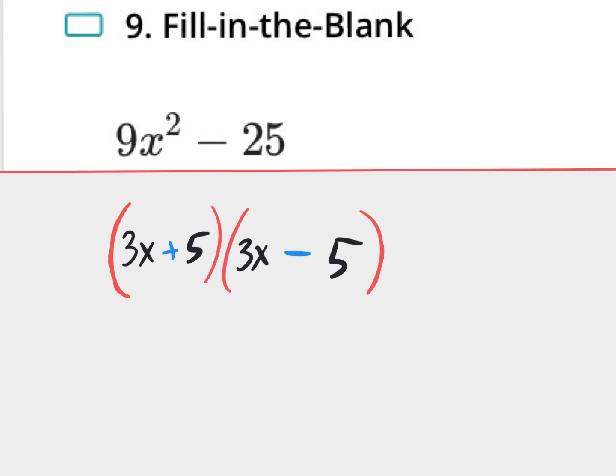Anyways, that is the correct answer right there. There's no need to double check because we do know that those middle terms will cancel out. So this is a difference of two squares. It's a perfect square binomial. You just square root it, plug it in, one plus, one minus, you're done.